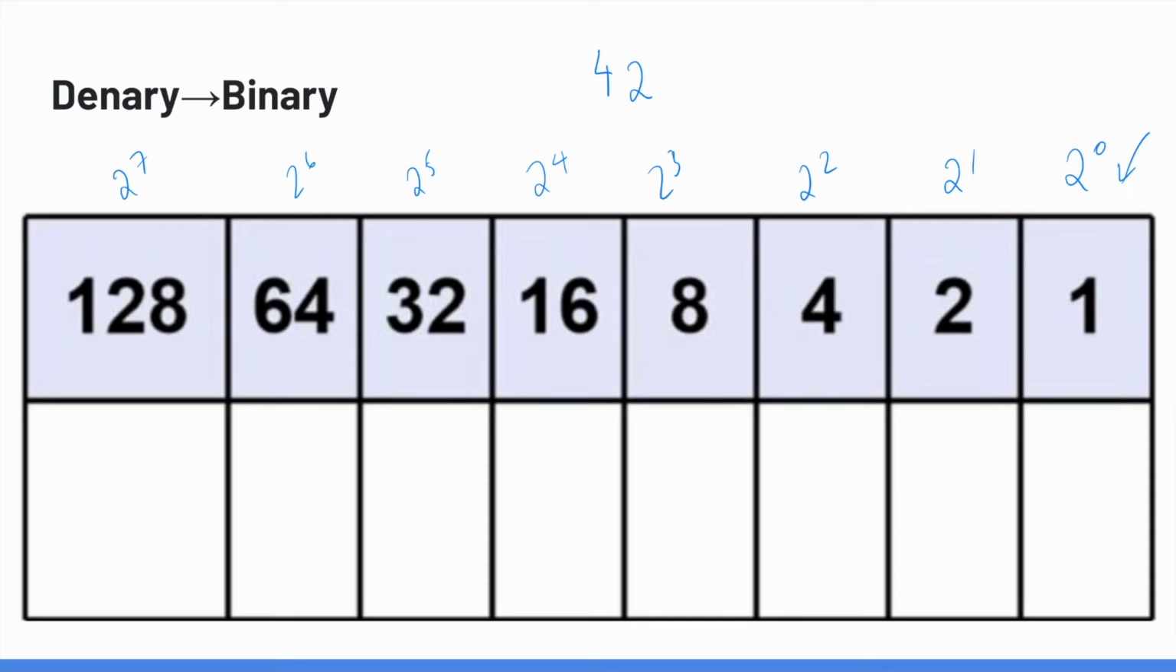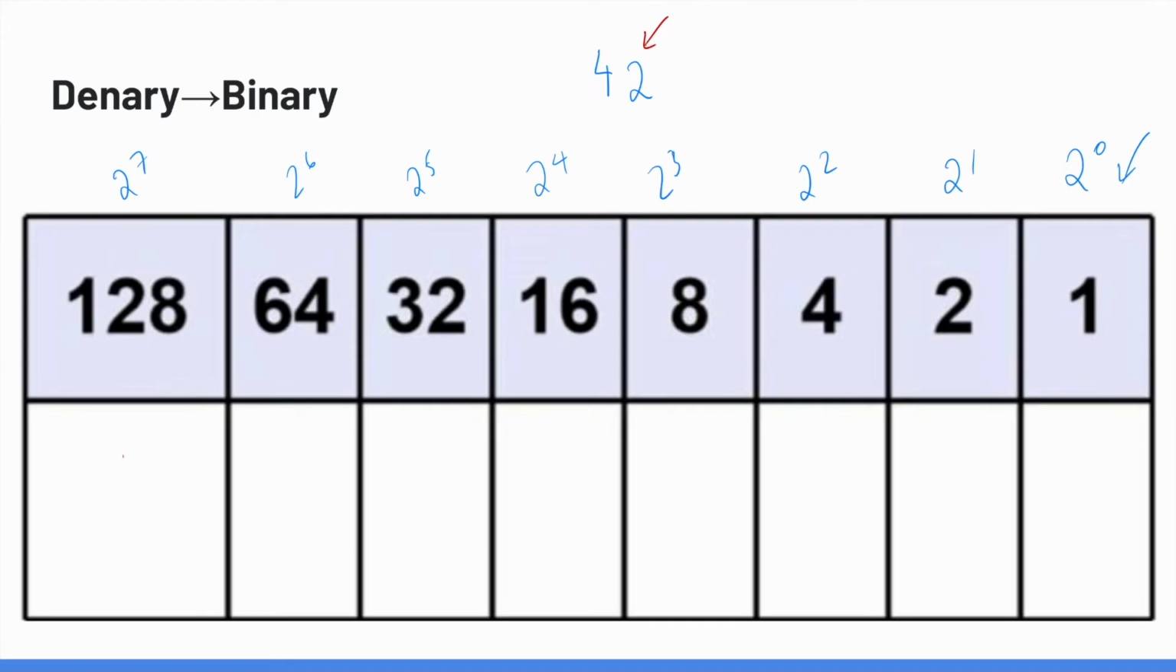Now, what I want to do first is look for the biggest value that will fit into this number right here. And we see that 128 and 64 are both bigger than 42. So those are not going to have a 1 value.